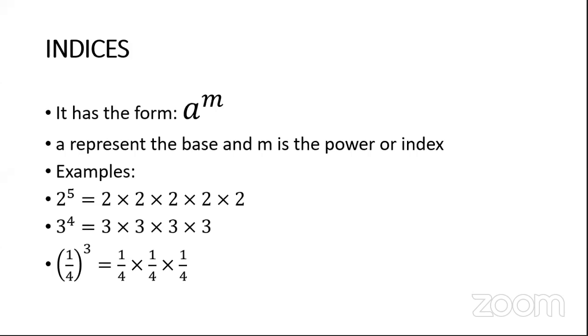Don't tell us that 2 raised power 5 is 2 times 5. No. 3 raised power 4 is not 3 times 4. No. It is 3 times 3 times 3 times 3. Then likewise, 1 over 4 raised power 3 means 1 over 4 times 1 over 4 times 1 over 4. So it is the number of times indicated in the power.